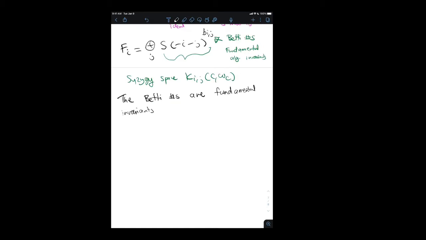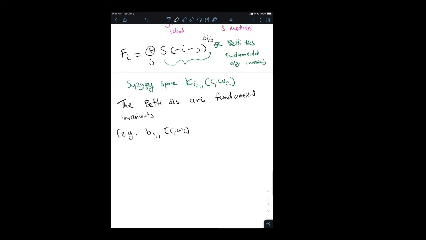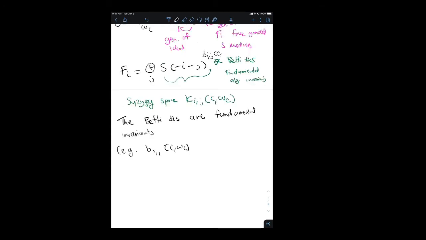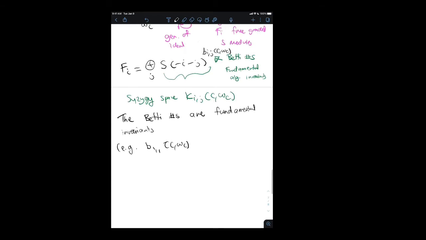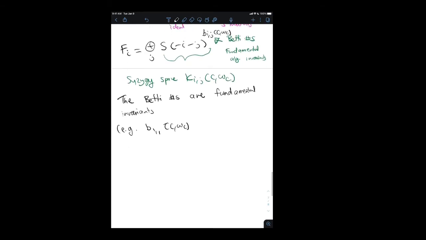For example, it follows immediately from the definitions that B11 is, let's say, B11(C, ω_C). Let me put the C, ω_C's there, because I'll need to change it later. Then B11 is, by definition, you can see, the dimension of the space of quadrics containing the curve.